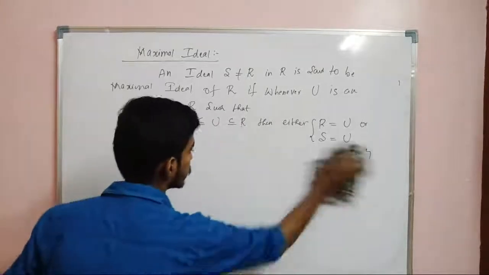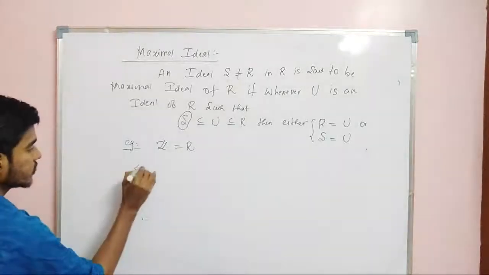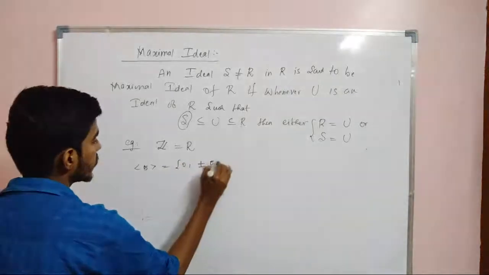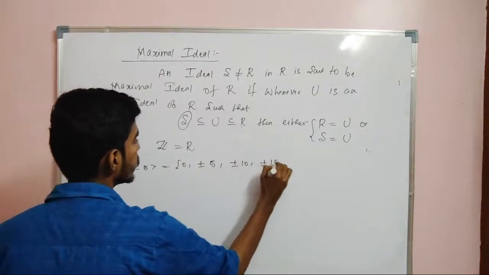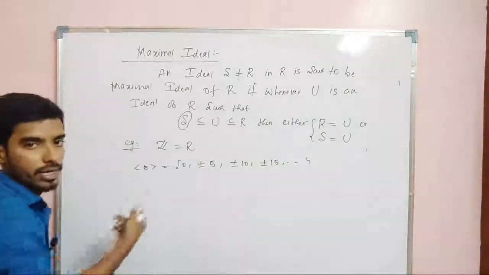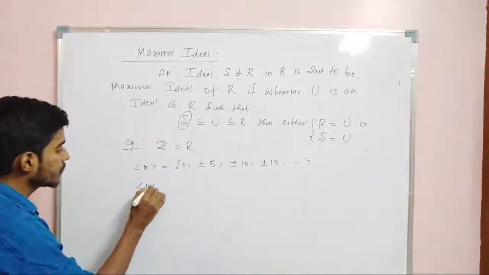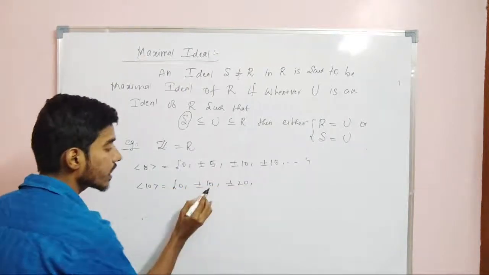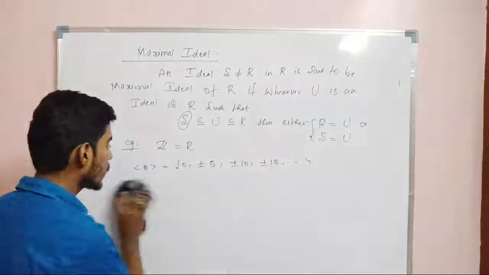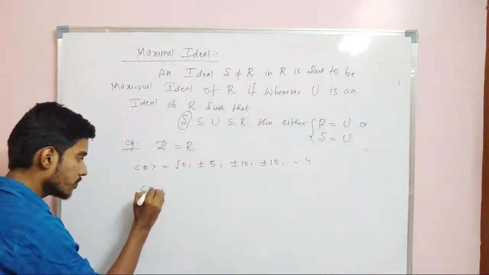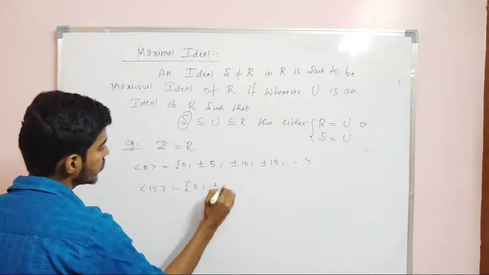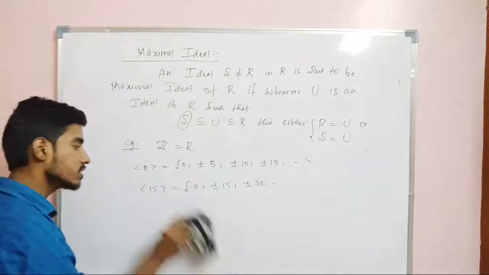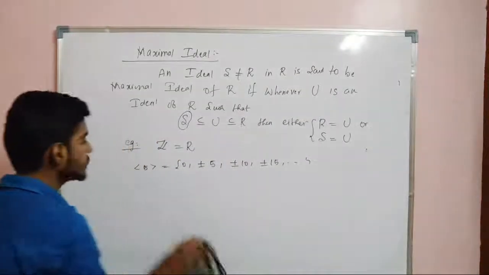Why? 5 is a maximal ideal. What does this set contain? 0, plus or minus 5, plus or minus 10. You cannot find some other ideal which properly contains 5. For example, if you think of 10, this set contains 0, plus or minus 10, plus or minus 20, etc. It does not contain 5 or 15, so it is not properly containing 5. If you think of 15, this set contains 0, plus or minus 15, plus or minus 30 and so on. You can see this set does not contain 10. So there is no ideal which properly contains 5.